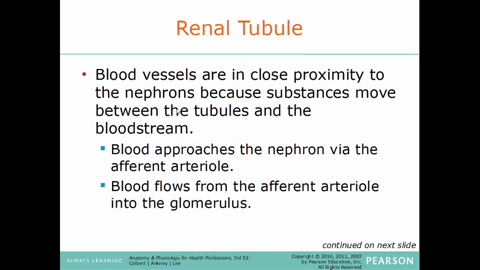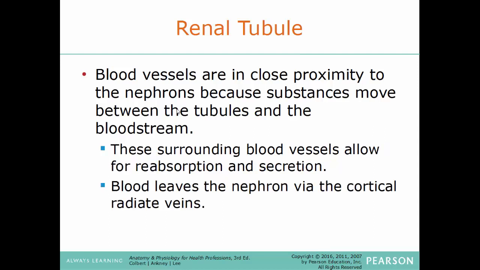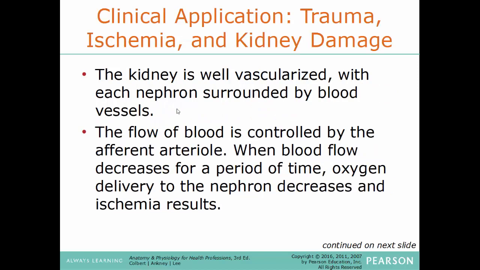Alright, the blood vessels are in close proximity to the nephrons because substances will move between the tubules and the bloodstream. As we mentioned before, blood will approach the nephron through the afferent arteriole, so blood will flow from the afferent arteriole into the glomerulus. The blood flows out of the glomerulus through the efferent arteriole and into a network of peritubular capillaries and then a structure called the vasa recta. Now these surrounding blood vessels allow for reabsorption and secretion, and blood will leave the nephron through the cortical radiate veins.